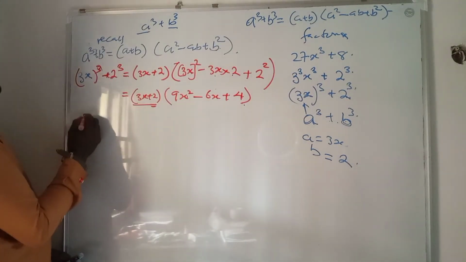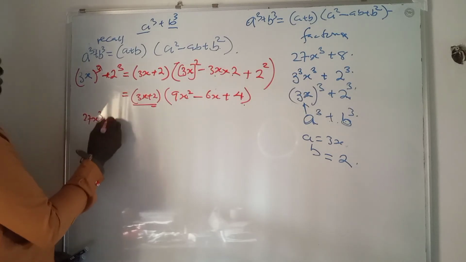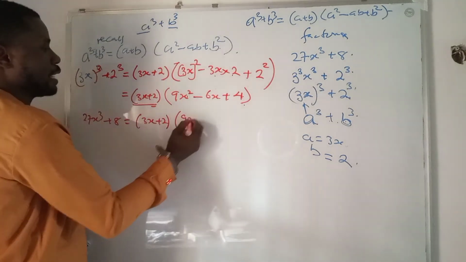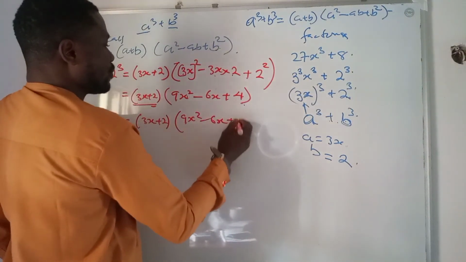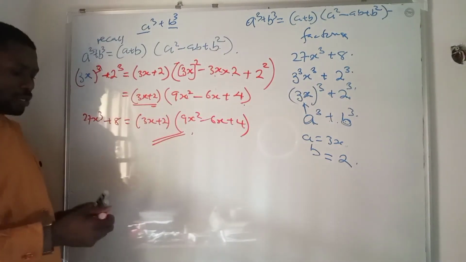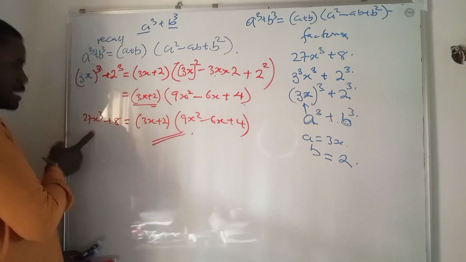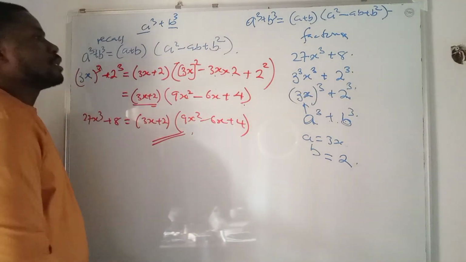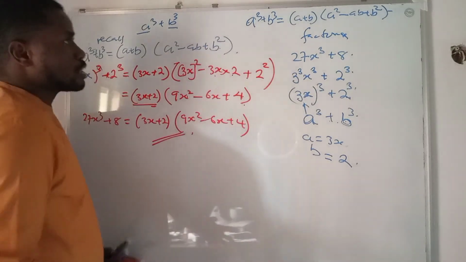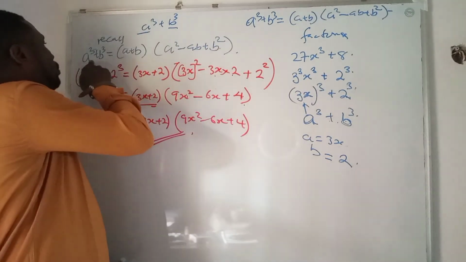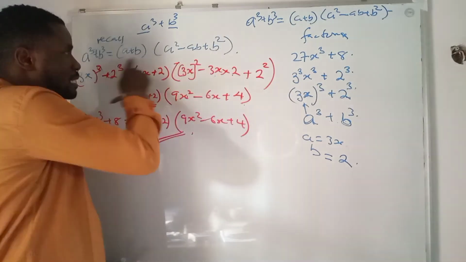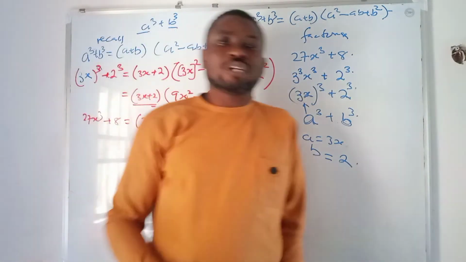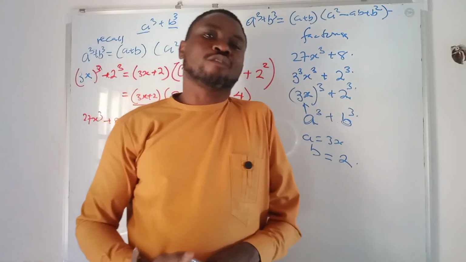So this is the answer. We can now say that 27x cubed plus 8 is the same as 3x plus 2 into 9x squared minus 6x plus 4. That will be the final answer. If you multiply this with this, you get back the original expression. So you can see that you have factorized 27x cubed plus 8. Supposing we did not know that a cubed plus b cubed is given by this, we wouldn't be able to solve this problem. So at this point, I want to believe that you understand how to factorize the sum of two cubes.